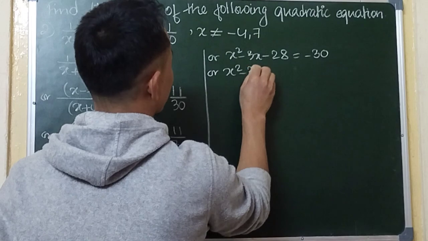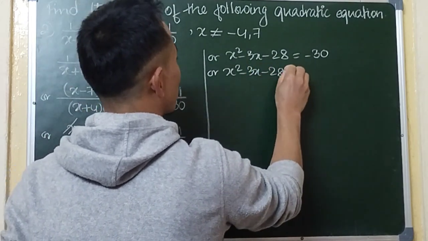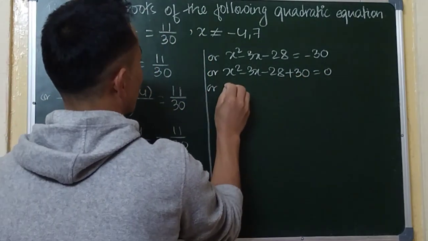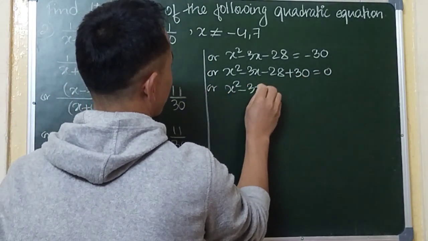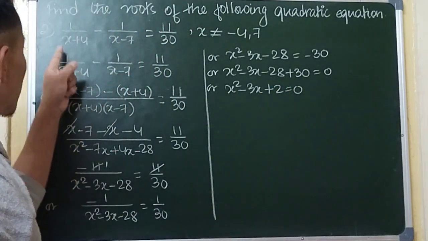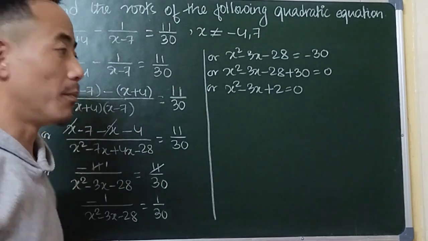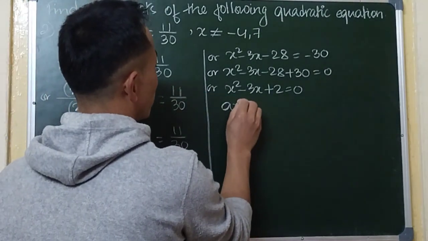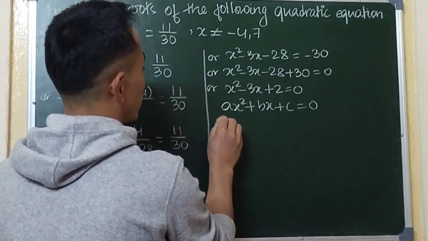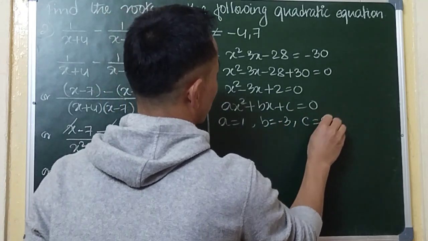x square minus 3x minus 28. Now bring this minus 30 to the left hand side, it becomes plus 30. On the right hand side, it becomes 0. Or x square minus 3x plus 2 is equal to 0. So we have simplified this equation, converted this equation into its standard form. So compare it with the standard form of the equation, ax square plus bx plus c is equal to 0. You will get a equals 1, b equals minus 3, and c equals 2.